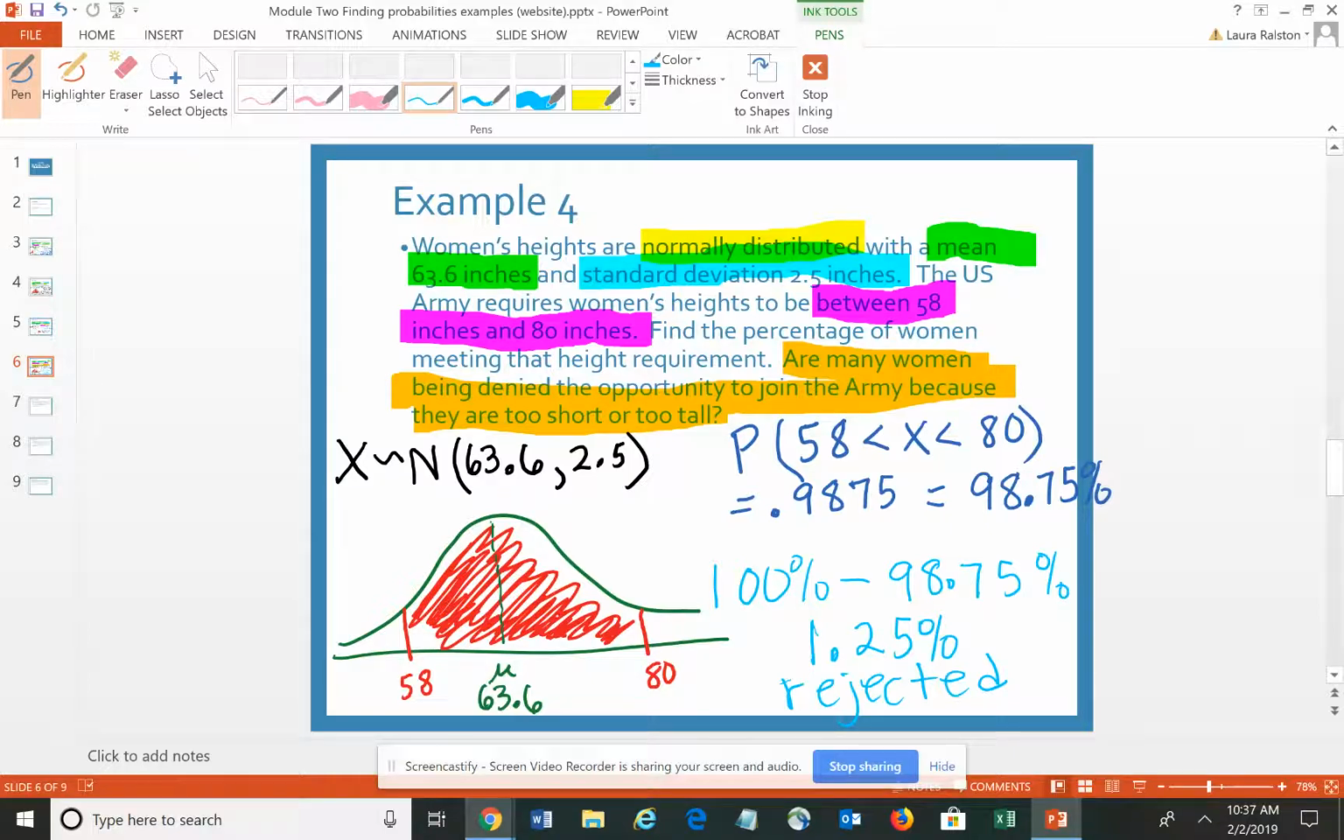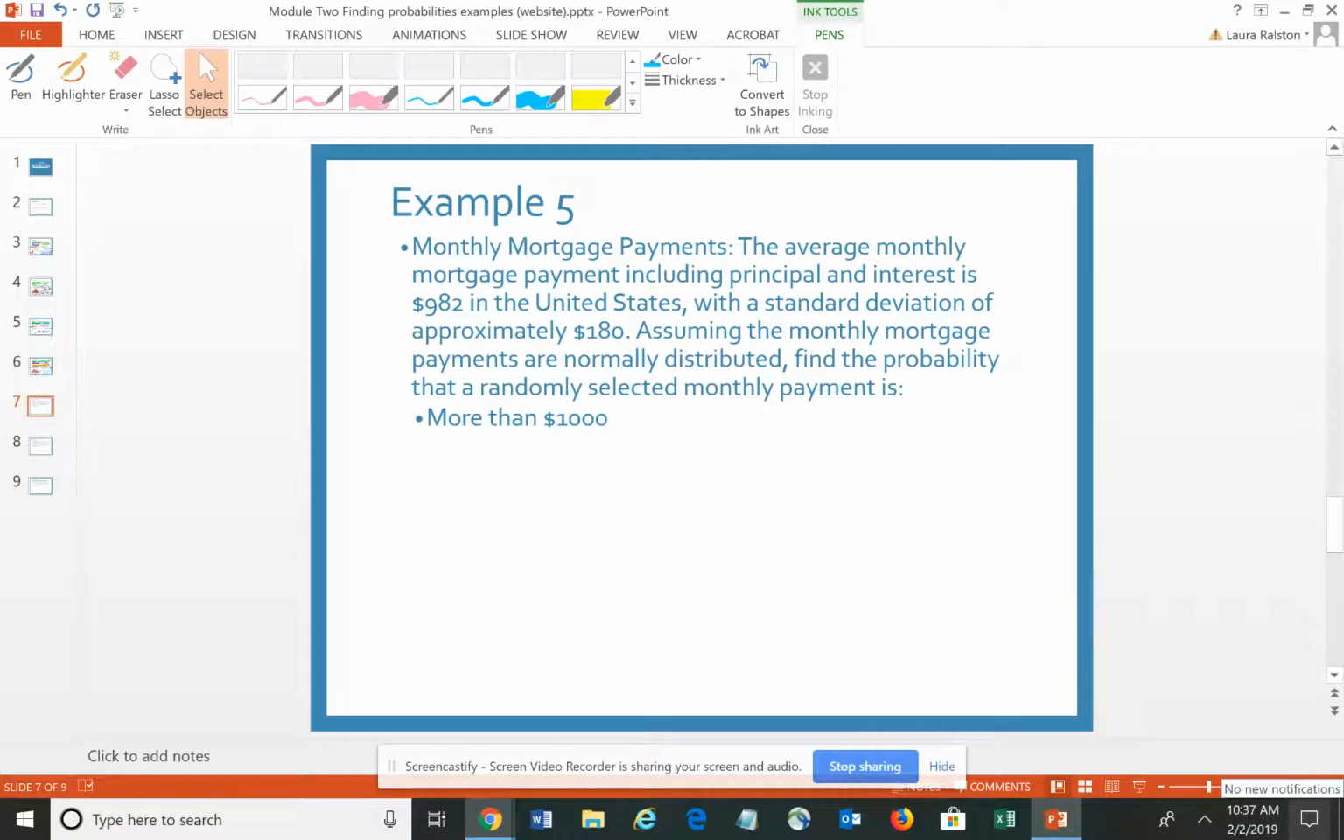All right, example number 5. This one deals with monthly mortgage payments. It says the average monthly mortgage payment, including principal and interest, is $982 in the United States, with a standard deviation of approximately $180. Assuming the monthly mortgage payments are normally distributed, find the probability that a randomly selected monthly payment is more than $1,000.